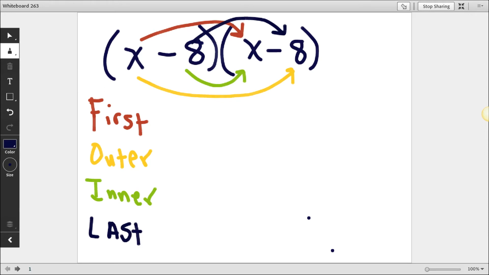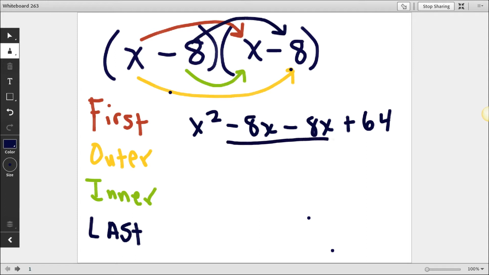So first, x times x is x squared. And then we have x times -8, which is -8x. The inner terms is green line. -8 times x is -8x again. And then the last terms, that's this dark line going from -8 to -8. That is positive 64.